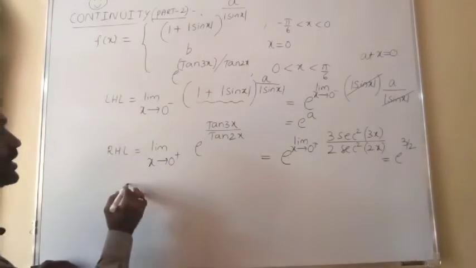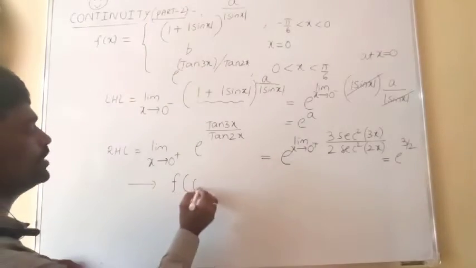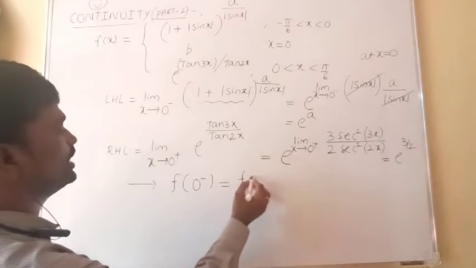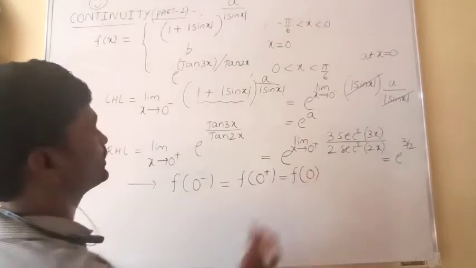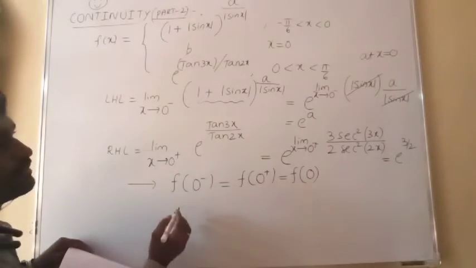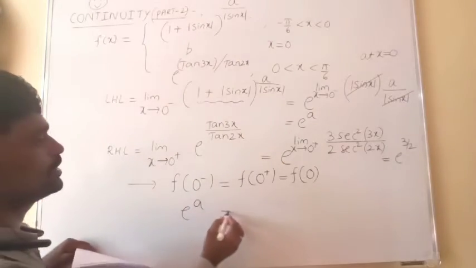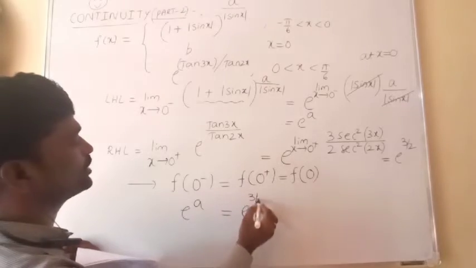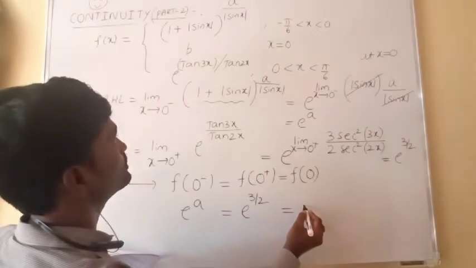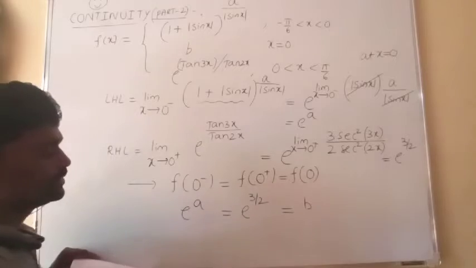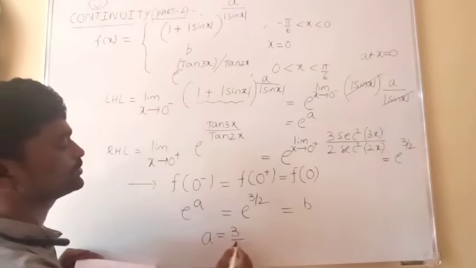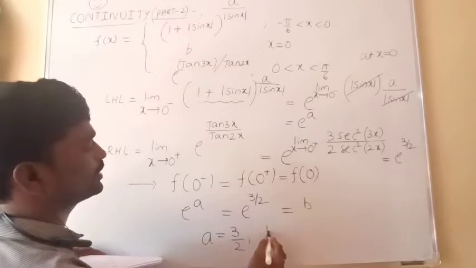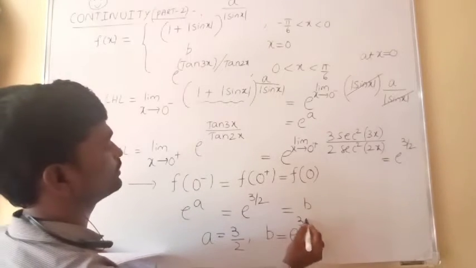Now as f is continuous at 0, the left hand limit is equal to the right hand limit, which is equal to the value of the function. What is the left hand limit? e power a. Right hand limit, e power 3 by 2. Value of the function, b. So e power a is equal to e power 3 by 2 means a is equal to how much? 3 by 2. And b is equal to what? e power 3 by 2.